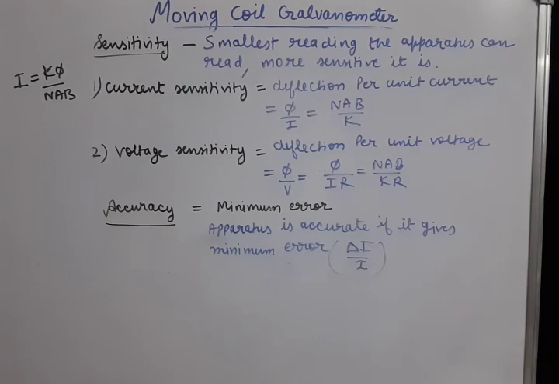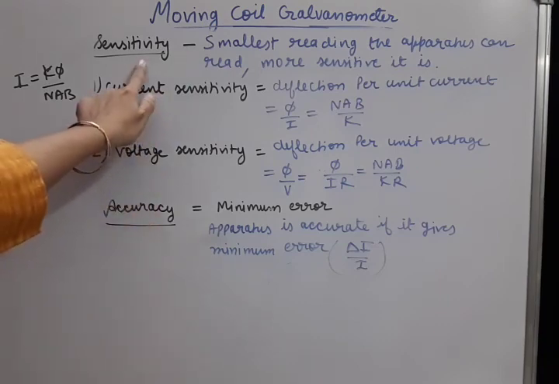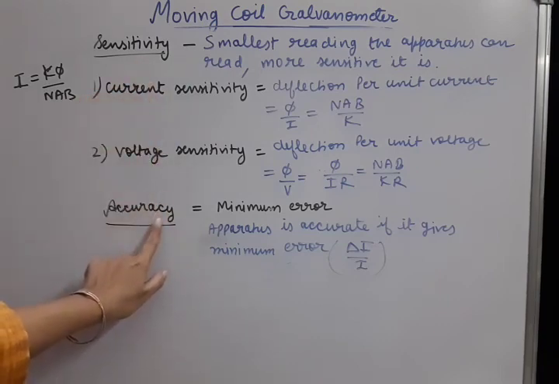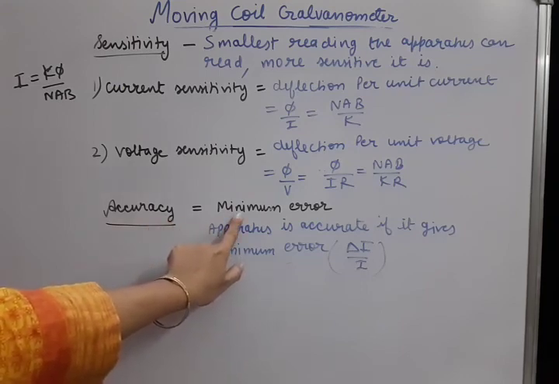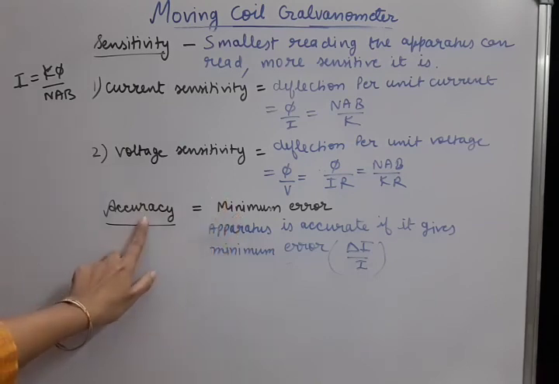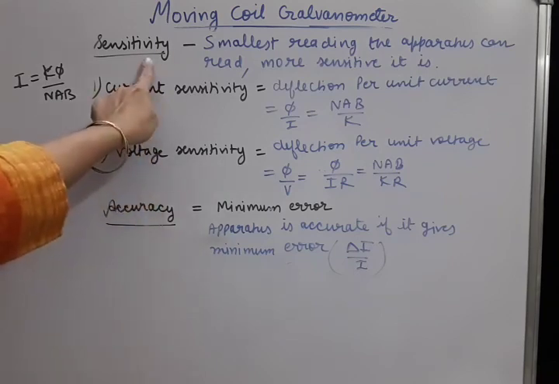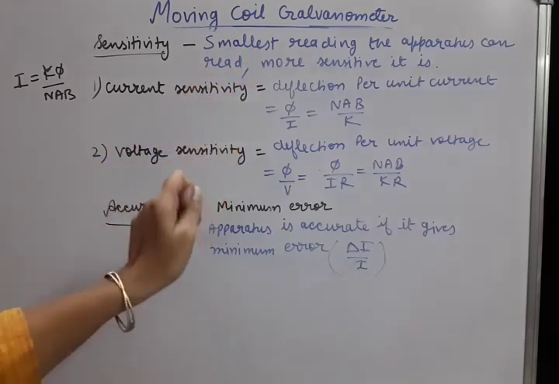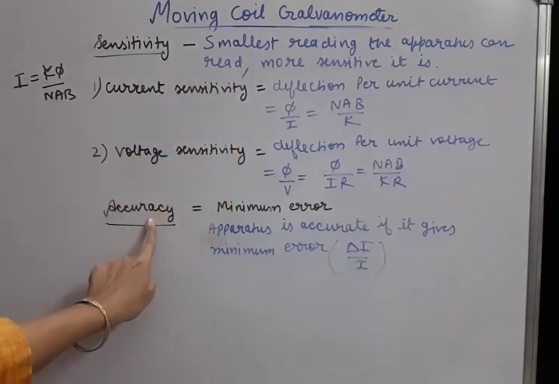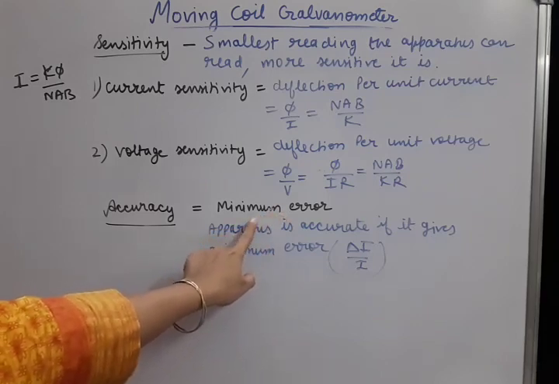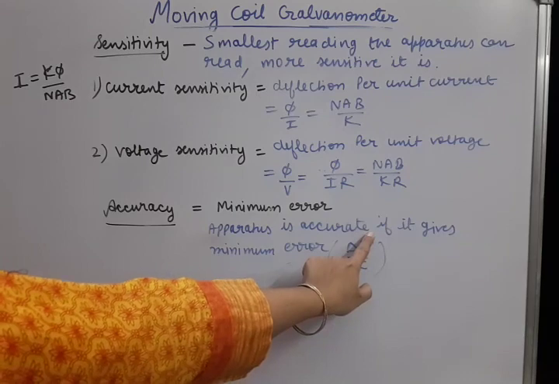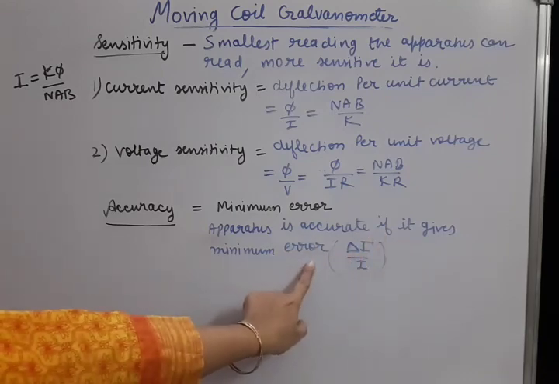Another term is accuracy. Now students, accuracy and sensitivity are not the same. Accuracy is related to error. If any apparatus gives minimum error in its readings, then it is said to be accurate. So you understand the difference clearly. Sensitivity is related to the smallest possible reading which the apparatus can read, and accuracy is related to the error in those readings, which should be minimum.